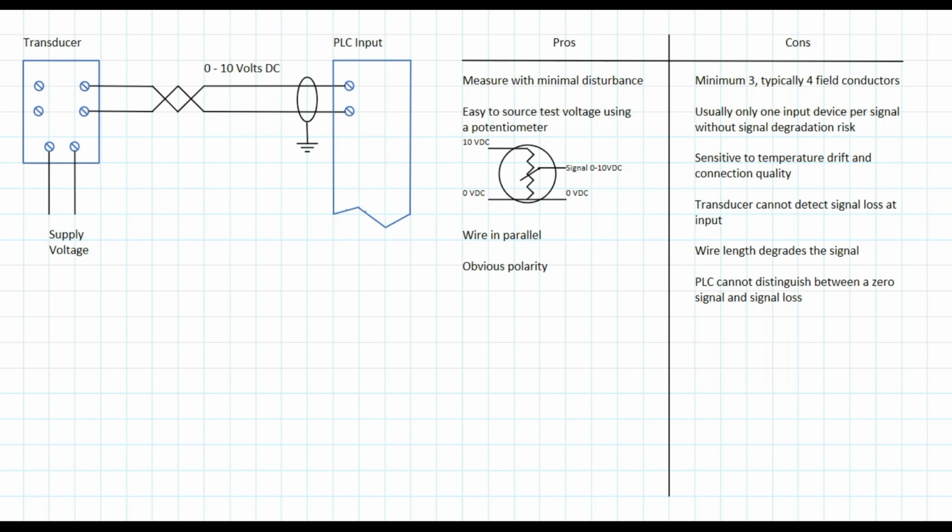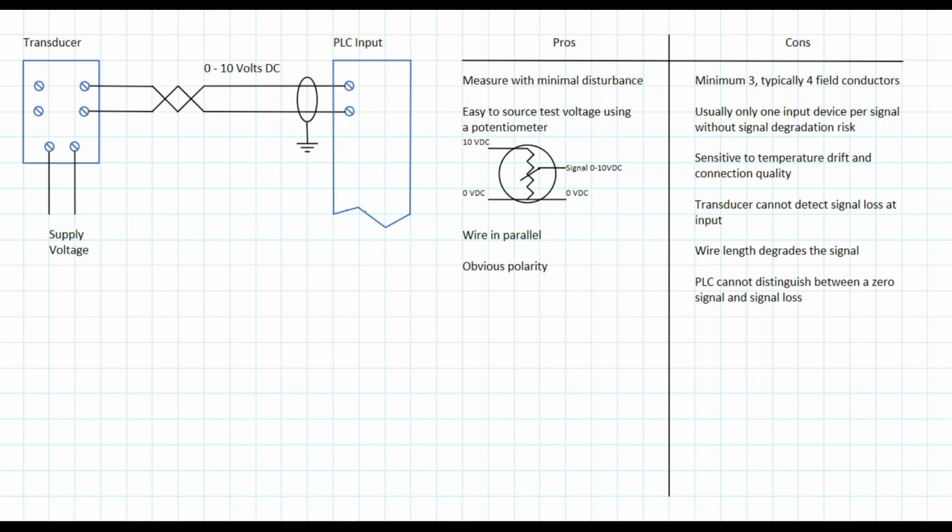Let's take a look at some of those standardized signals. 0 to 10 volt DC signals have been around for a long time and they're used in many places. These signals are being replaced by other types as time goes on, but it's still very important to understand them since many of them are installed in various facilities. There are advantages to the simplicity of the 0 to 10 volt signal. You can measure the signal with minimal disruption, since voltage can be measured without disconnecting any wires. A simple circuit constructed of a potentiometer and some batteries or a power supply allows testing or calibration. 0 to 10 volt signals are wired in parallel with obvious polarity.